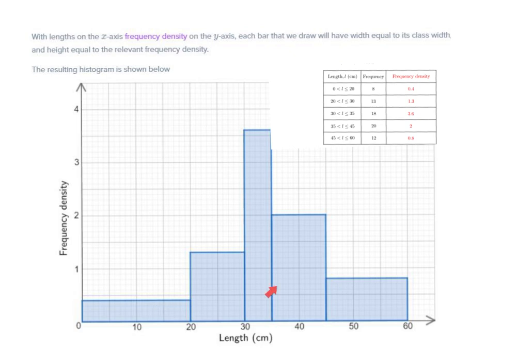So this is the histogram that represents the grouped frequency table. In this histogram, if you find the area for each rectangle, the area will represent the frequency. So 20 times 0.4 will be 8. This is the frequency for the first set or the first class. So the area represents the frequency for each rectangle.